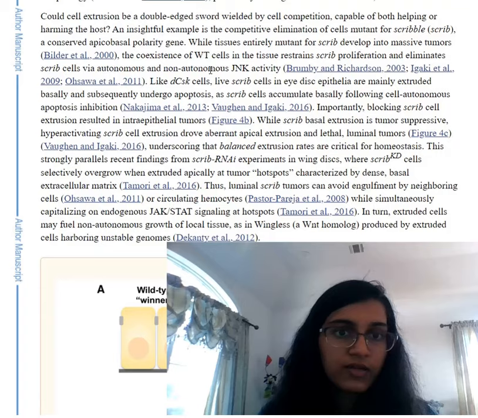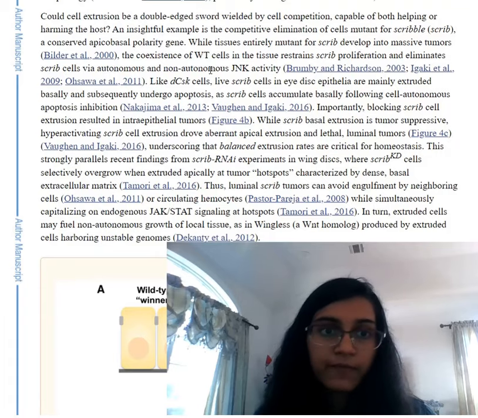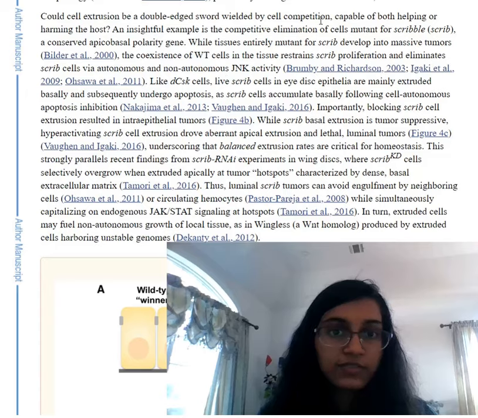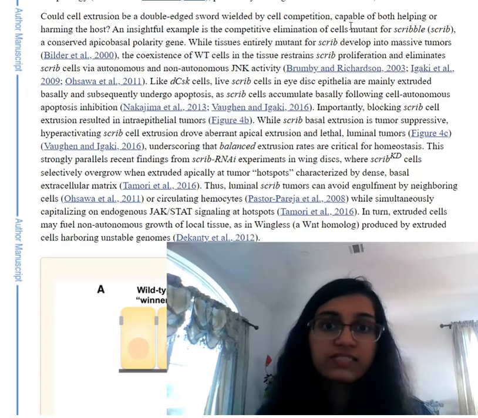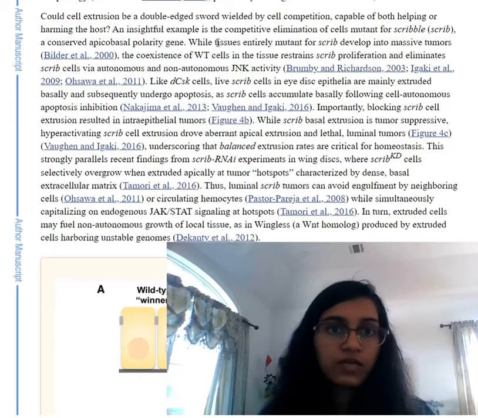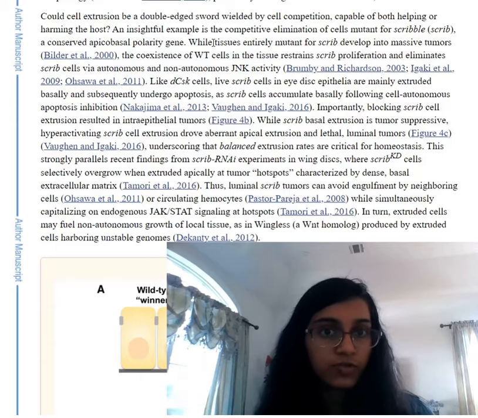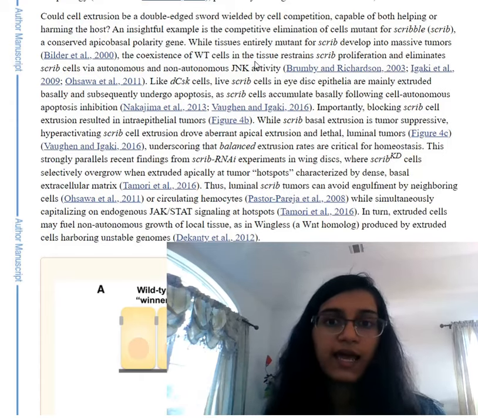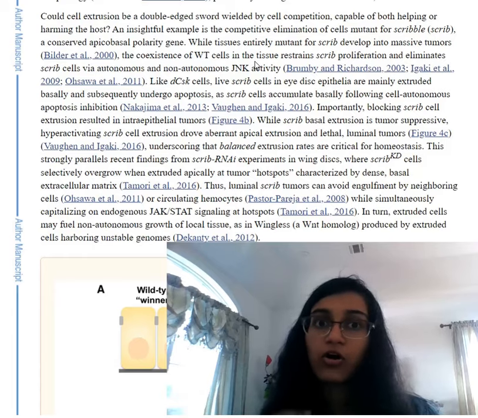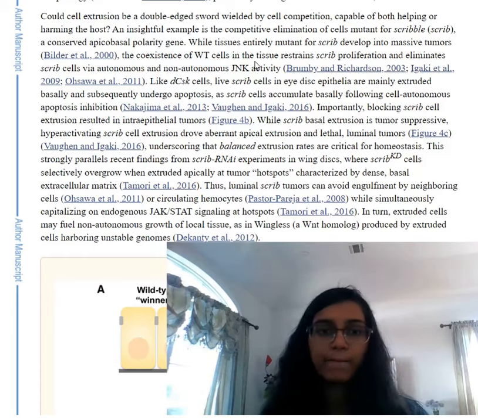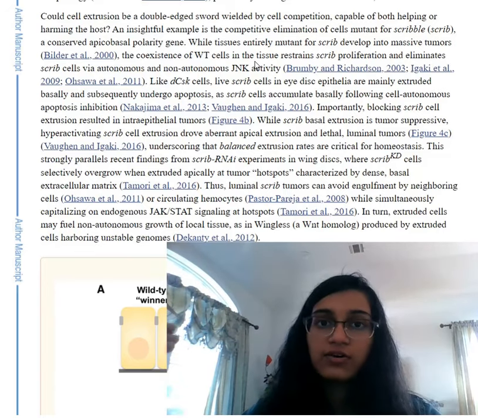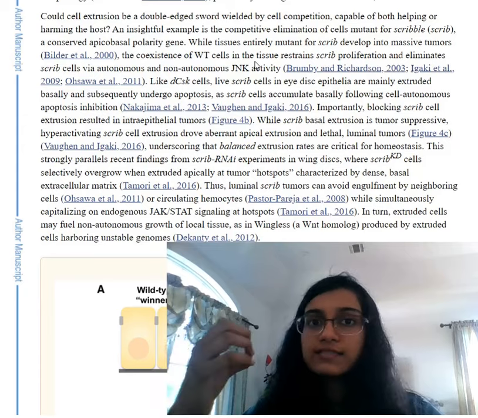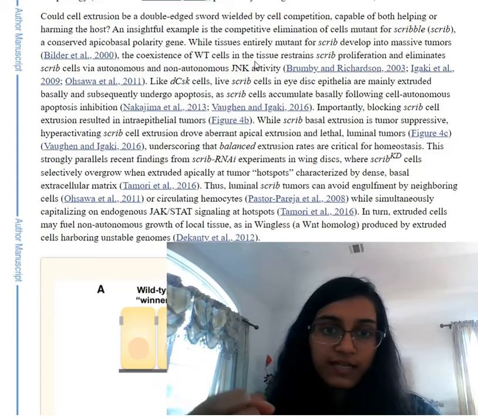In this third paragraph, they give us one more example here. They tell us that SCRIB cells, cells mutant for SCRIB, which is a conserved apicobasal polarity gene, they tend to form tumors. And SCRIB proliferation is restricted and eliminated if there are also wild-type cells. Again, the cell competition between neighboring cells and the interactions between them allow this extrusion of the aberrant cells.